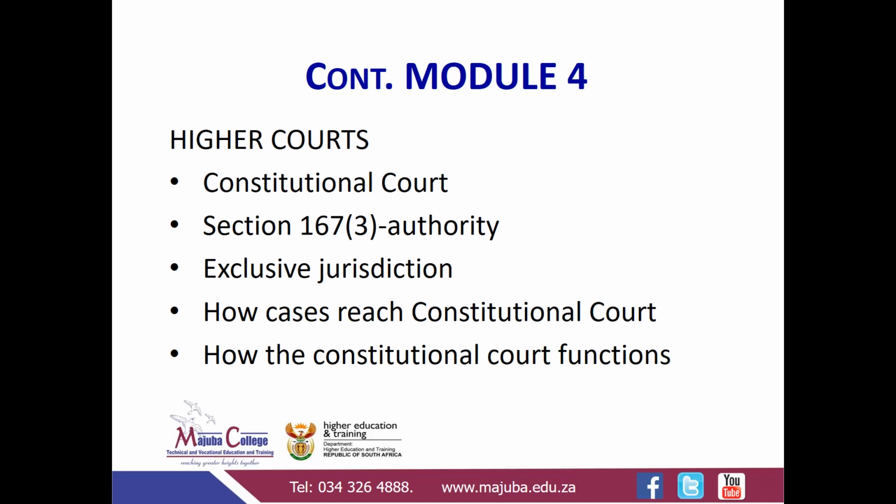How do matters reach the Constitutional Court now? One, they reach the Constitutional Court as a result of an appeal from a judgment of a High Court or a Supreme Court of Appeal. Sometimes it is a direct application to the court, as the result of the court below declaring a piece of legislation invalid, which requires confirmation. For example, the High Court may find a certain legislation to be unconstitutional, and they will say in their judgment that this section is unconstitutional, but it will be sent to the Constitutional Court for confirmation.